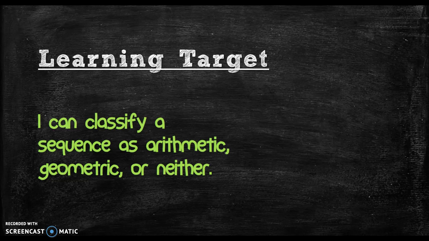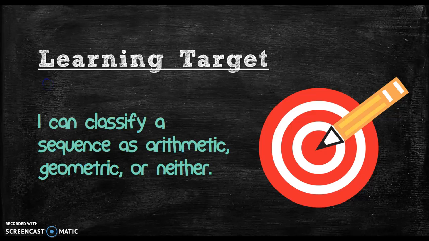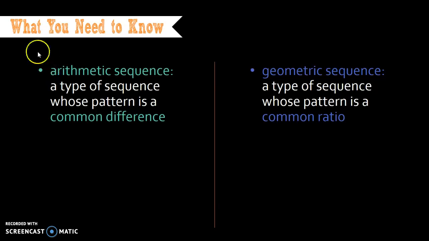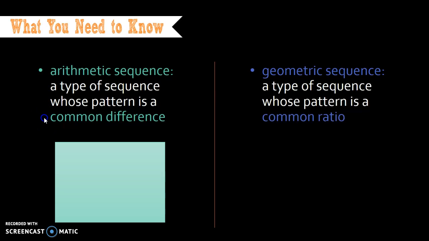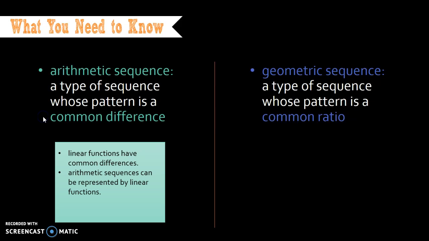Your next learning target, I can classify a sequence as arithmetic, geometric, or neither. Here's the difference. An arithmetic sequence is a type of sequence whose pattern is a common difference. That means that you add or subtract the same thing every time. Linear functions also have common differences. So arithmetic sequences can be represented by linear functions. Arithmetic matches with linear. The graph of an arithmetic sequence will be linear. It will be a straight line when you plot the points.